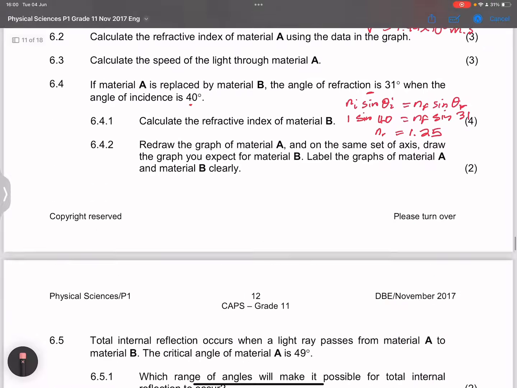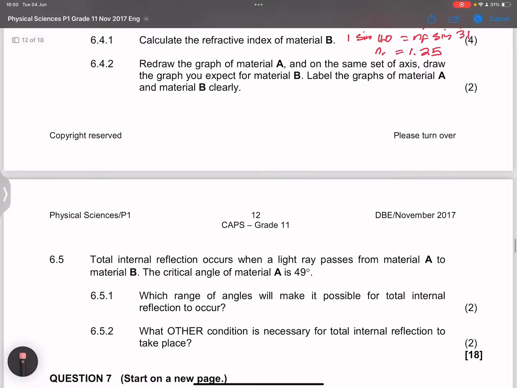Right, now let's go on to the next part. They say total internal refraction occurs when a light ray passes through the material A to material B. They say the critical angle of material A is 49.